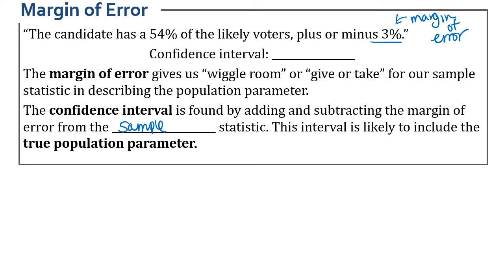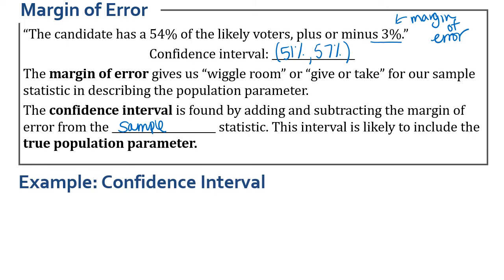So if we go back and look at this percentage for the poll, this means that the true percentage of likely voters for the candidate is, so they said 54% plus or minus 3%. So that true population parameter is going to fall between 54% minus 3%, which is 51%, and 54% plus 3%, which is 57%. So even though they gave that 54%, it doesn't mean it will definitely be 54%. It will most likely fall between 51 and 57%. So let's look at an example.